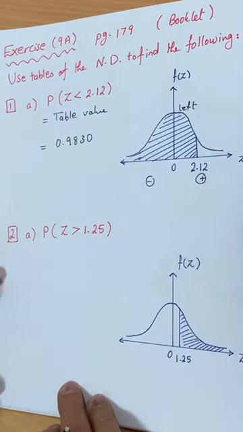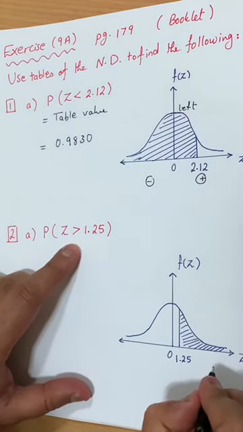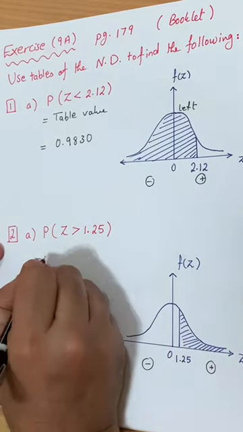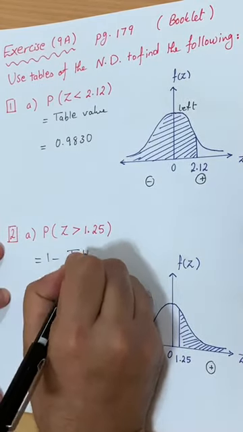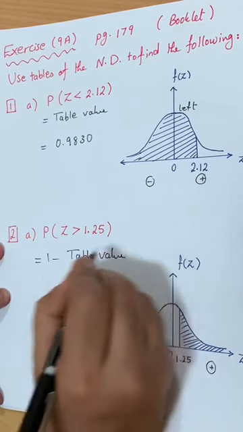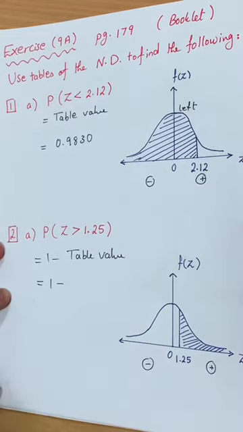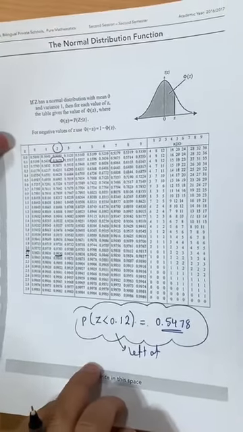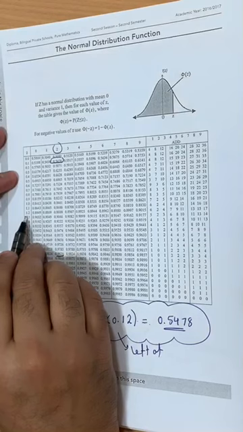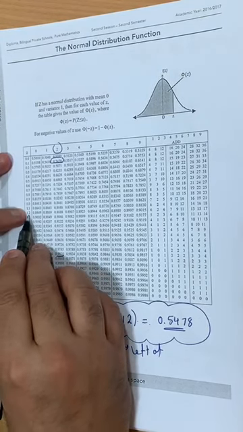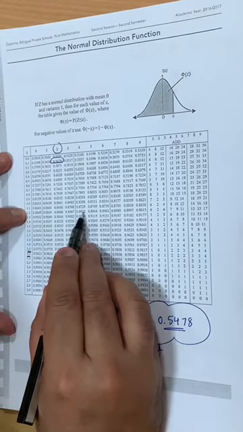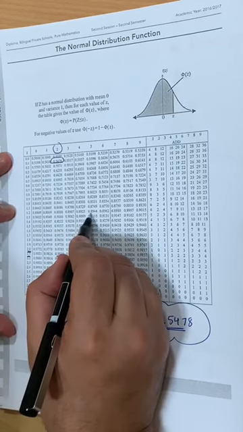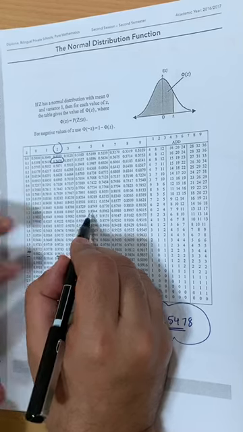Next, more than positive. This is the positive side and this is the negative side. So more than positive is 1 minus the table value. So 1 minus, we have to find 1.25. So 1.2 first. Then you have to move 5 units to reach 1.25. 1.25, 0.8944.